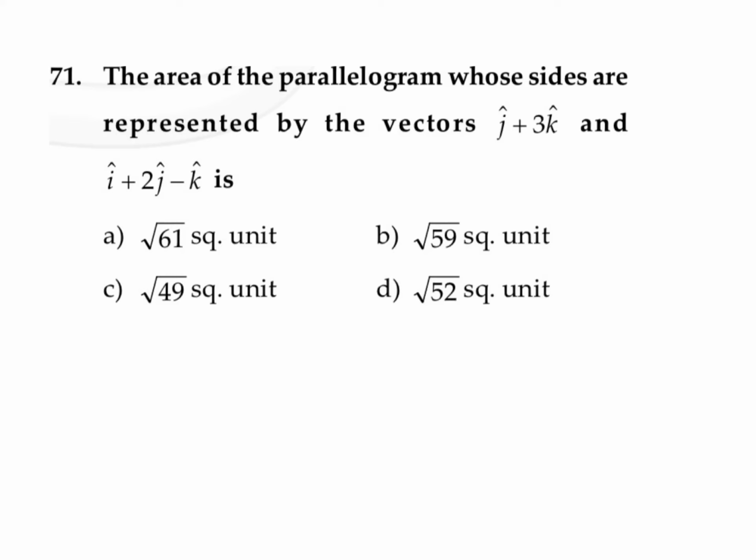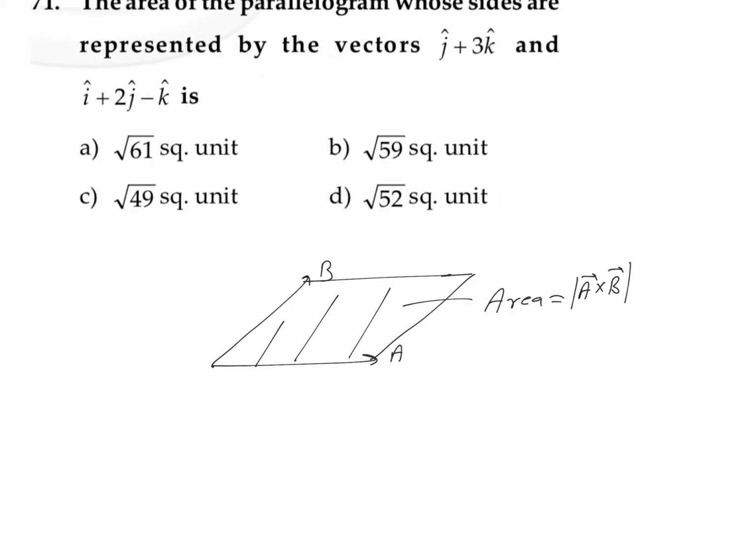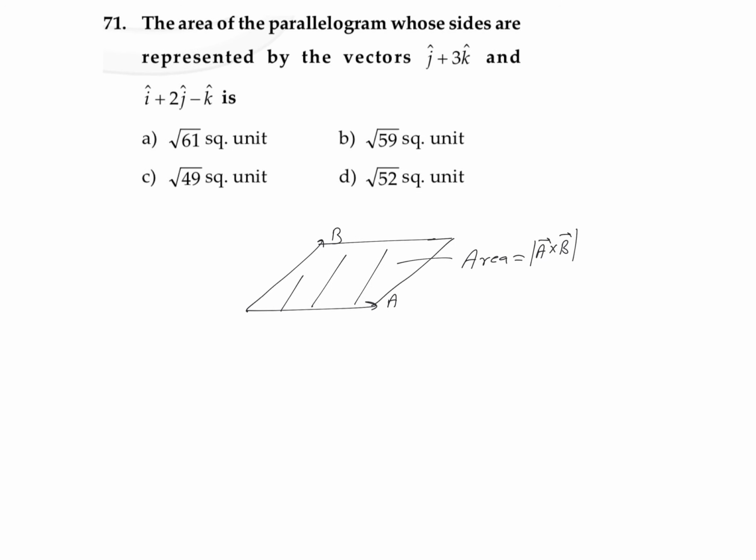The area of the parallelogram whose sides are represented by the vectors j cap plus 3k cap and i cap plus 2j cap minus k cap is. So if you want to find the area of a parallelogram whose sides are represented by, take it as a vector and b vector, the concept is that the area of this parallelogram is always equal to the magnitude of a vector cross b vector. So if you want to find the area, just find the magnitude of a vector cross b vector.